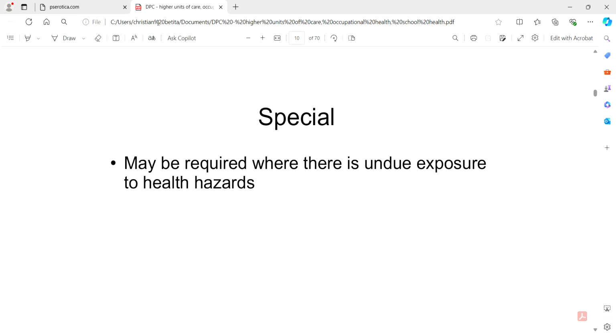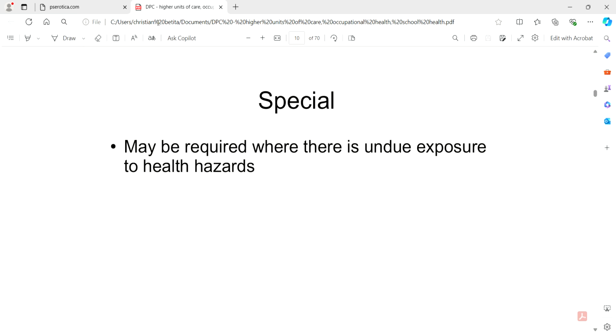Special examinations may be done when there is undue exposure to health hazards. For example, workers who are chronically exposed to organophosphates may undergo special periodic examinations, either quarterly or monthly, in order to determine if there is increased illness due to the increased exposure. This is also true for miners who are chronically exposed to lead and mercury. They need to be regularly examined in order to determine if they are still healthy.